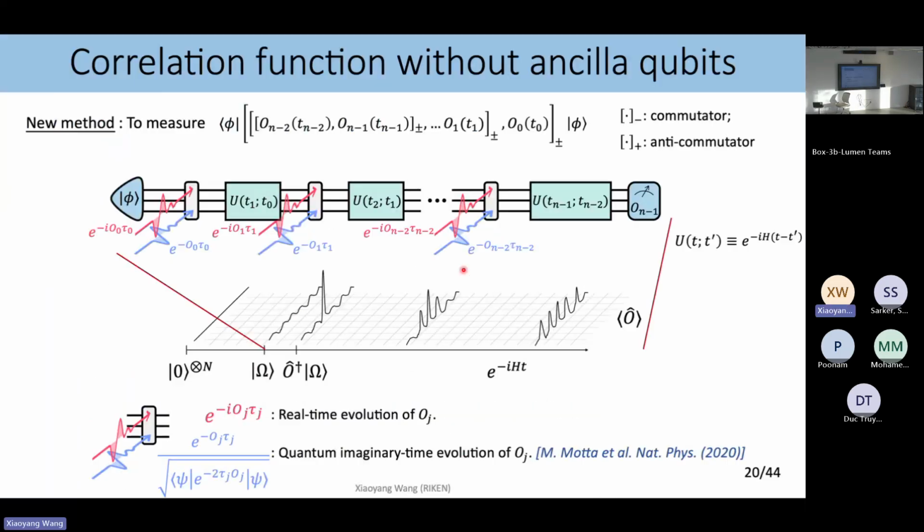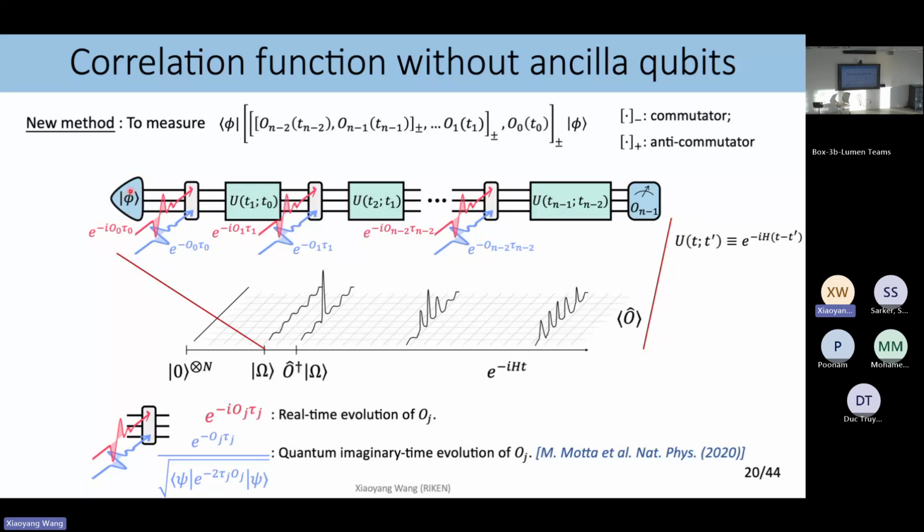Okay, so in our measurement method without ancillary qubits, we can directly measure this nested commutator and anti-commutator, which is denoted by this bracket with the minus to be commutator and the plus to be anti-commutator. So this is the measurement method that we introduced in our work.